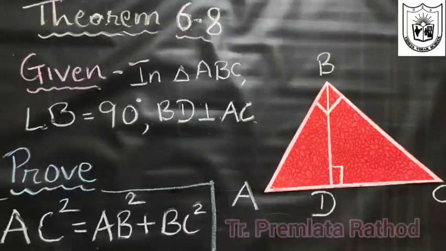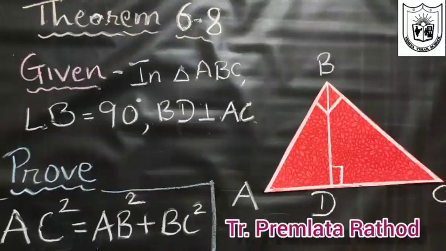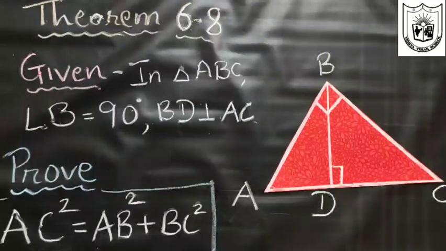All of you are aware of Pythagoras' theorem, isn't it? What have we learned there? That in a right-angled triangle, the square of the hypotenuse side is equal to the sum of the square of the remaining two sides, correct? So the same proof, we will prove it today, okay, in our theorem 6.8.